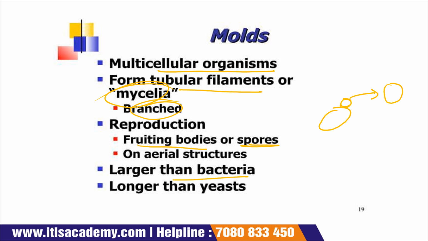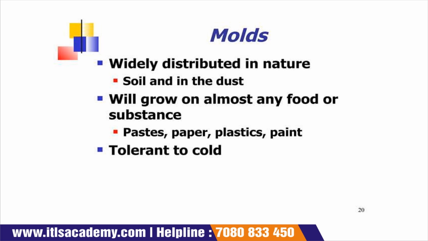They are larger than the bacteria and longer than the yeast. Okay, they are widely distributed throughout the environment. They are also present in soil and in dust. Now, they will grow on almost any food. Okay, they like pastes, paper, plastic, paint. These molds can grow on food, and along with the food they can also grow on paste, paper, plastic, paint, etc.